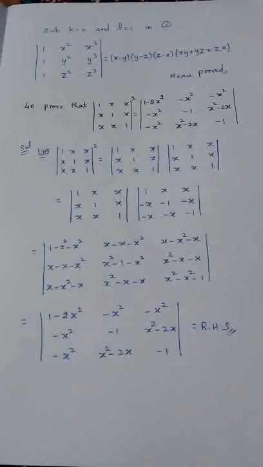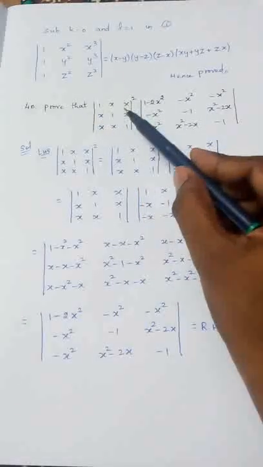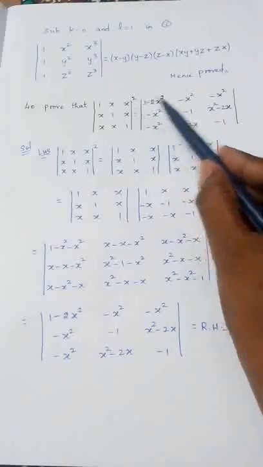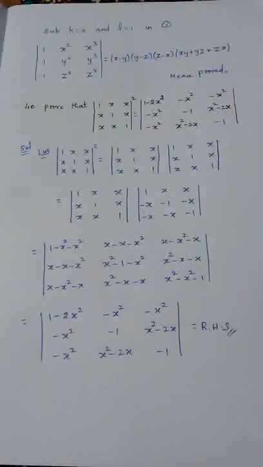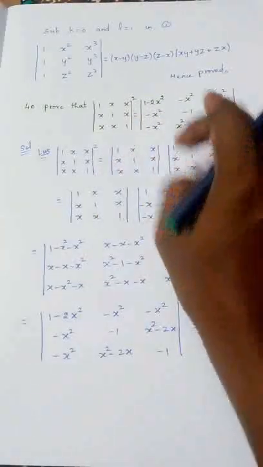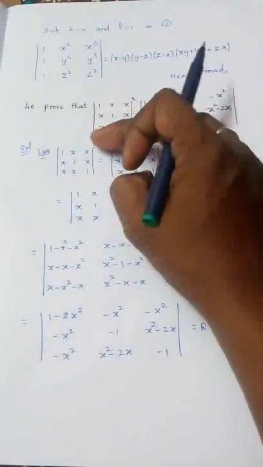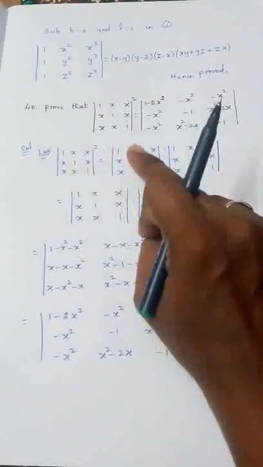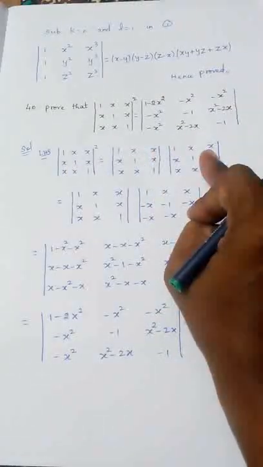Questions number 38 and 39 will be given to you as homework. Prove that this determinant whole square is equal to this answer. So for proving LHS equal to RHS, we first take the LHS. What is the meaning of square? Write this determinant 2 times.